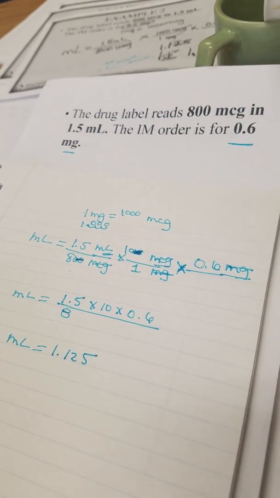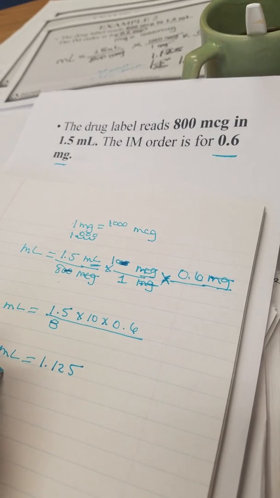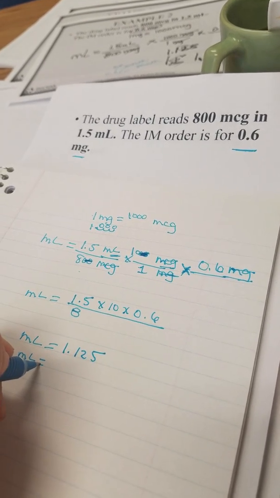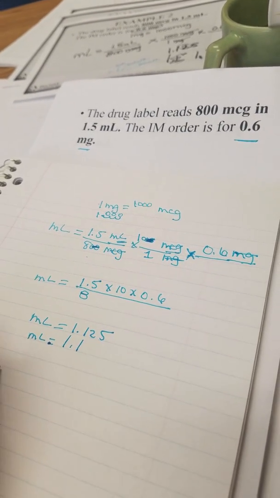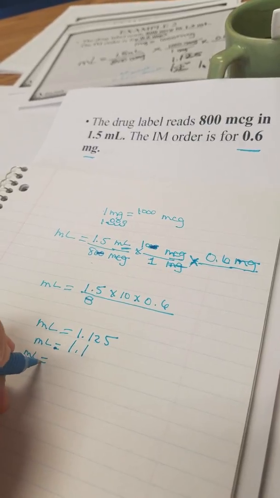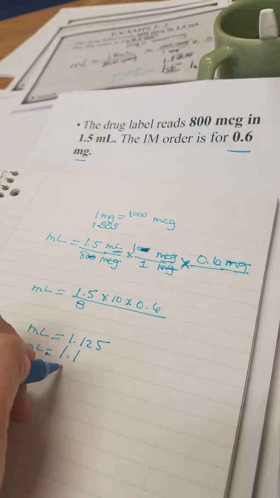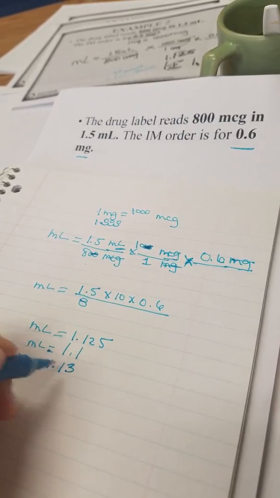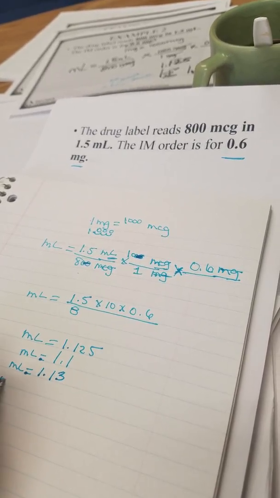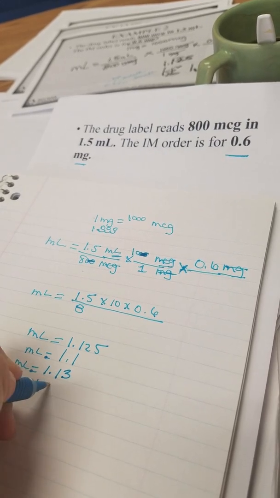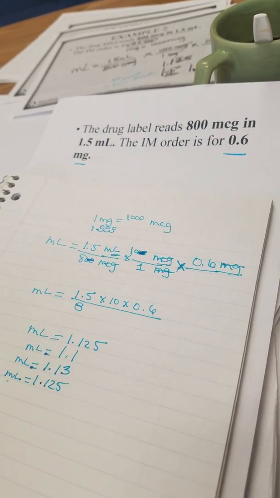1.125. If we're asked to round it off to the tenths, it would be 1.1. If we're asked to round it off to the hundredths, it would be 1.13. And the thousandths would be 1.125. That's what our answer would be.